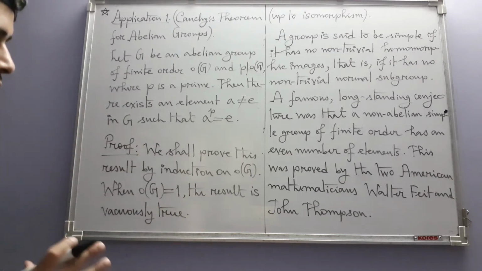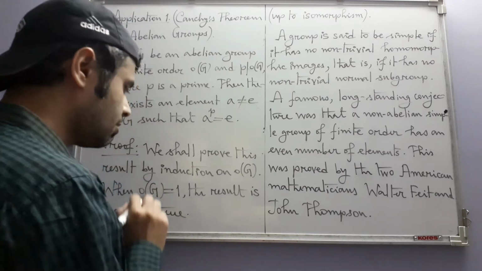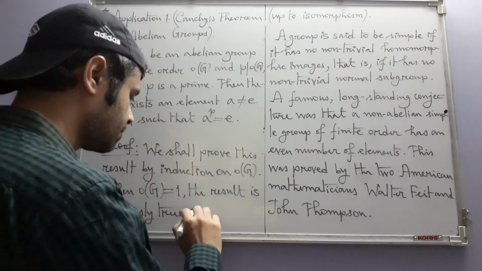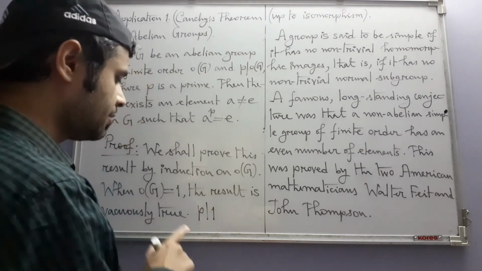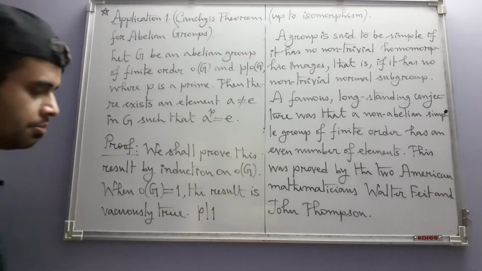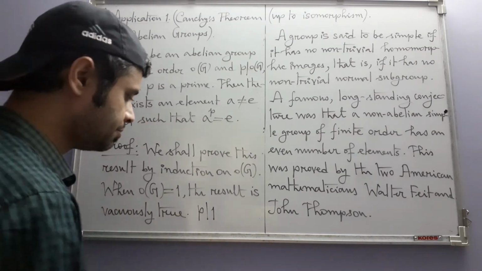Let us pause to understand why this is so. You see, when order of G is 1, then this statement is false. P dividing 1 is false. No prime divides 1.